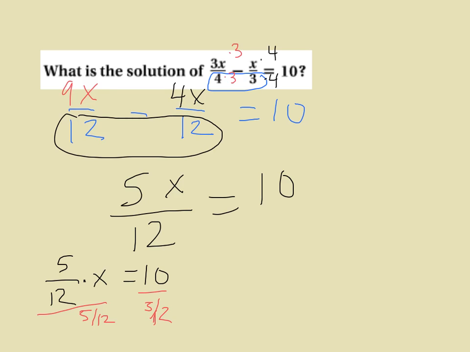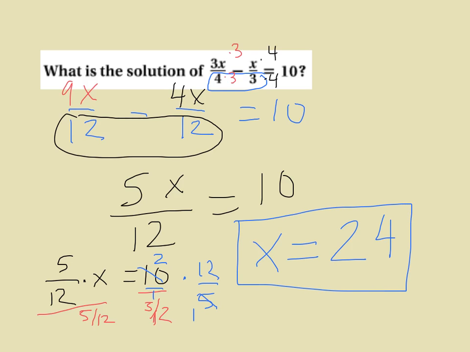And dividing by a fraction is the same thing as multiplying by its reciprocal. So I'm going to multiply across. I'm going to reduce before I multiply. 5 goes into 5 one time, 5 goes into 10 two times. So x is going to be equal to 2 times 12 is 24. 1 times 1 is 1. I don't need the 1 on the bottom. My answer here is x is equal to 24.